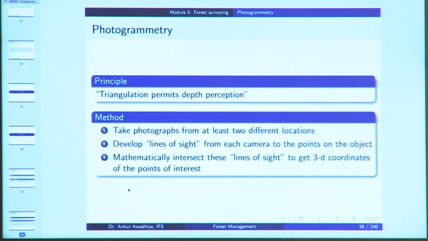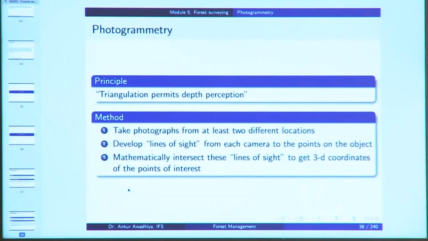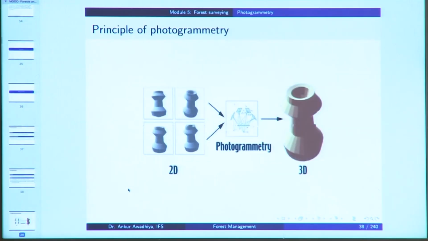Now, photogrammetry is based on the principle that triangulation permits depth perception. So, for instance, you have two eyes, and with both these eyes you are able to perceive the depth of different objects, depending on the angle that your eyes are subtending, or the parallax error that you are seeing. So, in this method you take photographs from at least two different locations, develop lines of sight from each camera to the points on the object, and then mathematically intersect these lines of sight to get the 3D coordinates of the point of interest. So, this is the principle.